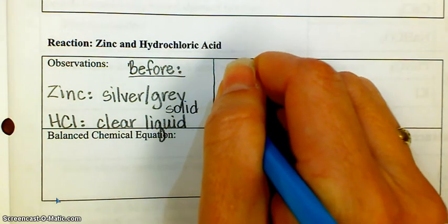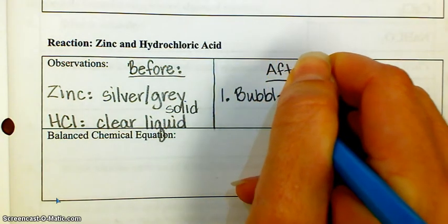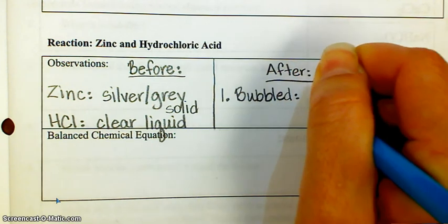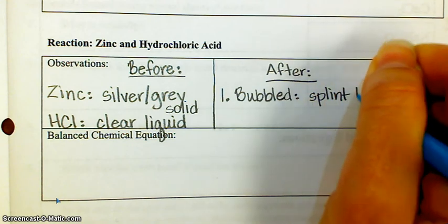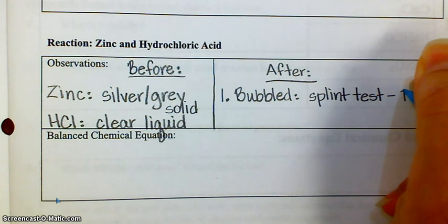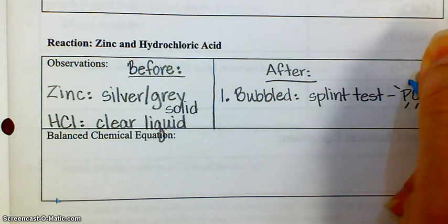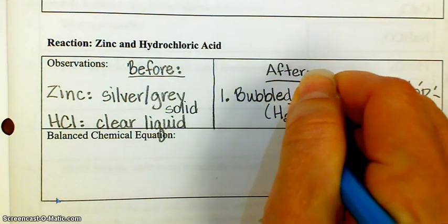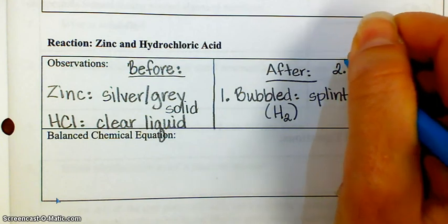Number one, the reaction bubbled, and we did a splint test, and the splint test popped, which indicated that hydrogen gas was present. So, and hydrogen gas has a little subscript of 2. So hydrogen gas.